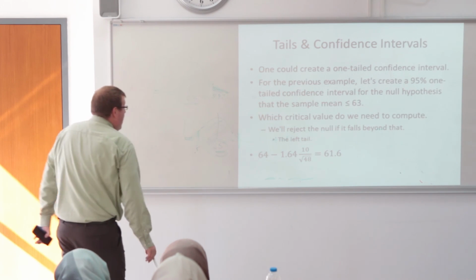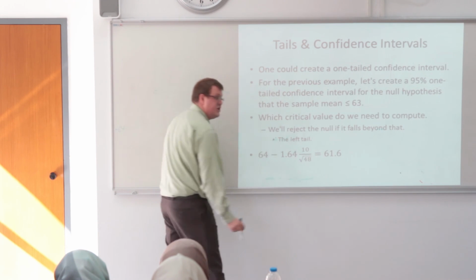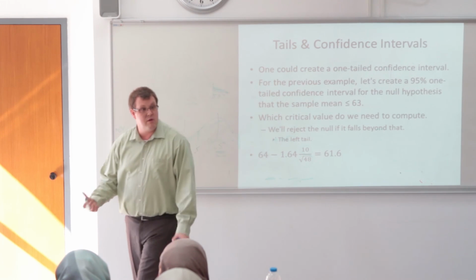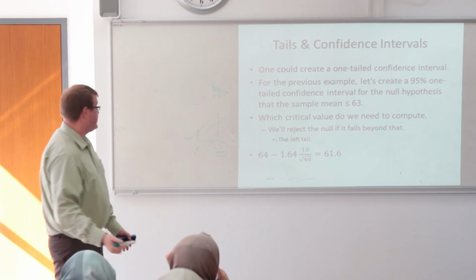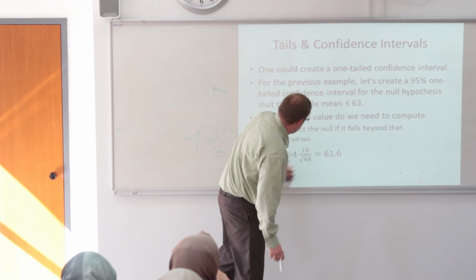So times 1.64 times the standard deviation for the population, all divided by the square root of the sample size, which gives us the standard error of the mean, and our answer is 61.6.